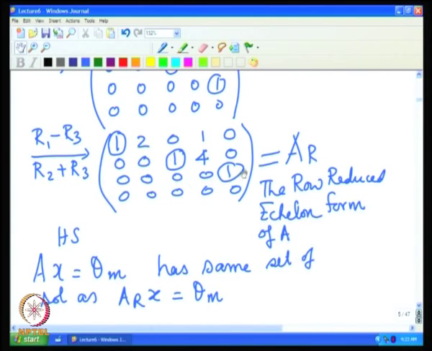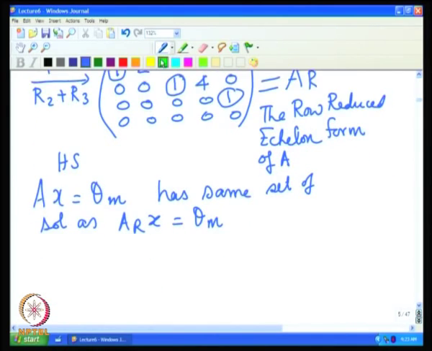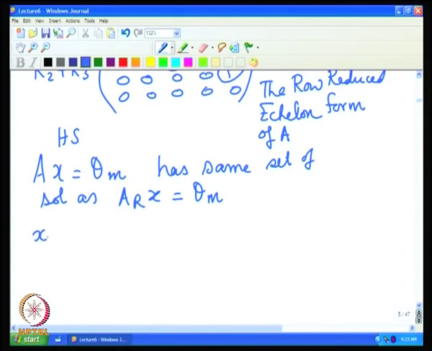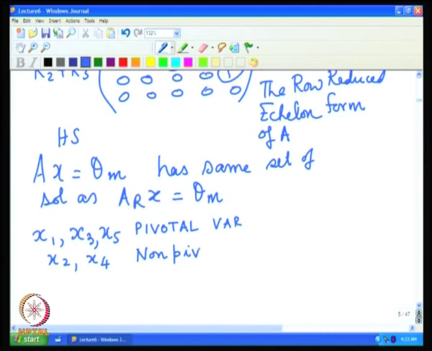The third pivotal variable appears in the fifth column. So, x 5 is the pivotal variable. You may recall we have seen this example earlier also. So, we have x 1, x 3, x 5 as pivotal variables and x 2, x 4 as non-pivotal. The remaining two variables are the non-pivotal variables.